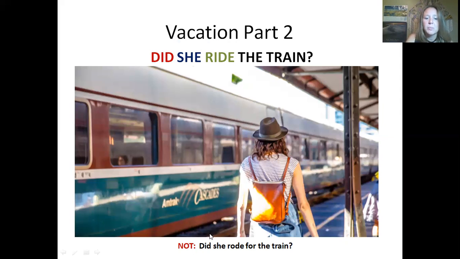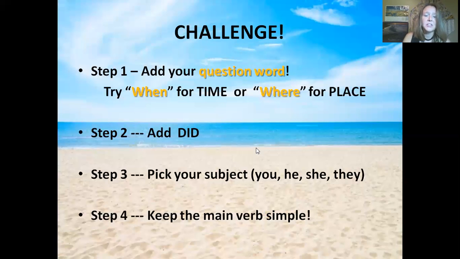Recall that when we start with past tense did, that main verb doesn't need to have any conjugation added to it. You're going to keep it in simple dictionary form. And that's all there is to it. Did, subject, and main verb. Of course, all these questions that we've been practicing are going to get you a simple yes or no answer.